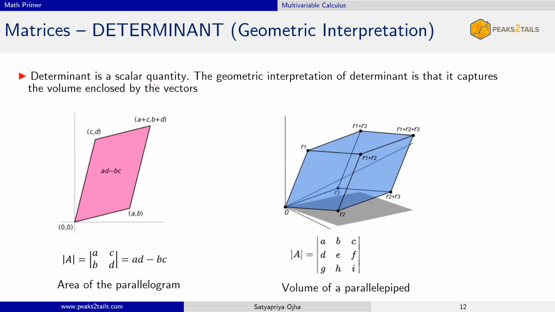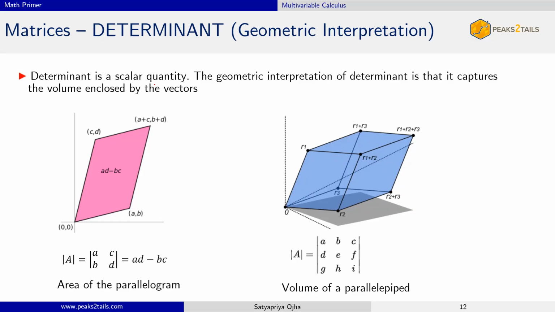Determinant of a matrix encapsulates the volume captured by the column vectors. Volume is a generic term, okay? So in case of 2 dimensions, you can capture an area. In case of 3 dimensions, you can capture a volume. Beyond 3, you can call it a hypervolume, but volume, I mean, it's the total space captured by the vectors.